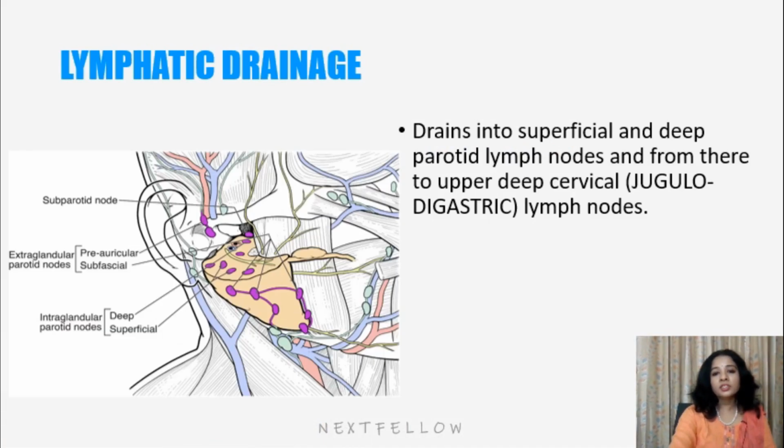Common facial drains into the internal jugular vein. Lymphatic drainage: we have superficial parotid lymph nodes and deep parotid lymph nodes. Superficial parotid lymph nodes are present within the superficial fascia covering the lateral surface of the gland, and deep parotid lymph nodes are located within the gland itself. From these lymph nodes, the principal lymph nodes of the head and neck region are jugulodigastric and jugulo-omohyoid. So finally they drain into upper deep cervical lymph nodes, which are called jugulodigastric lymph nodes.